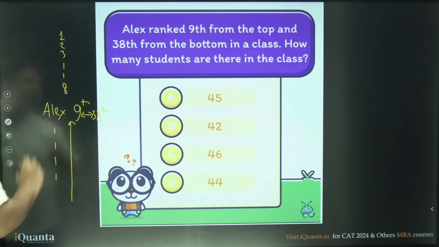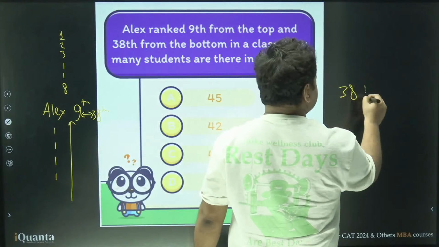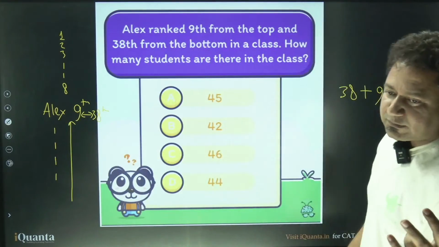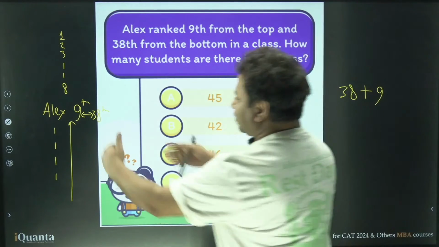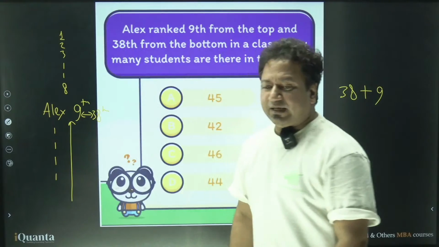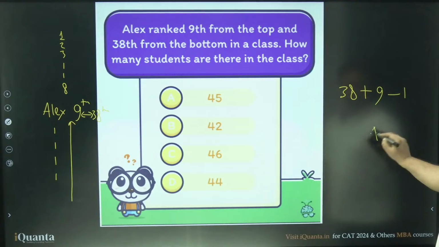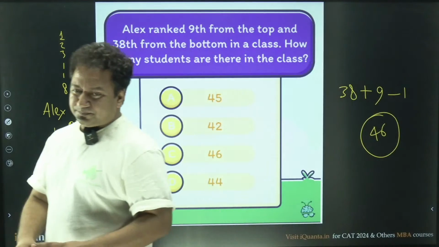So, if I add 38 and 9, what is happening? The position of Alex has been counted twice, isn't it? Right? So if I add 9 and 38, because 9 and 38 overlap, that means the position of Alex has been counted twice. We need to subtract one position from that. So the answer is 46. Is that clear? This is how we should think. Okay?